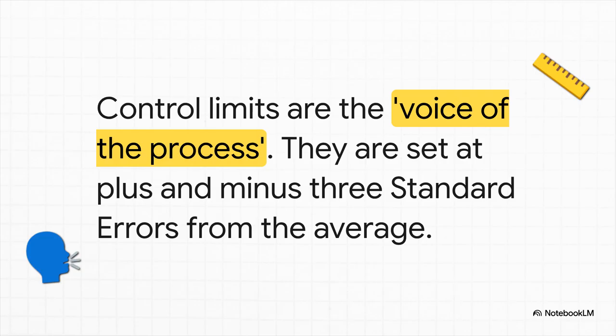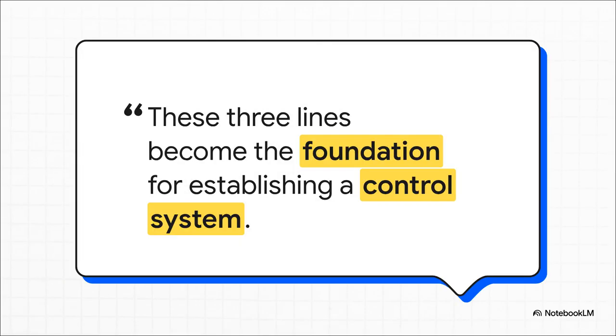It all fits together. You know, the source material puts it perfectly. It says these 3 lines, the average and the 2 control limits, they become the absolute foundation for a real control system. It's what turns a simple picture into a powerful tool for monitoring and managing performance over time.